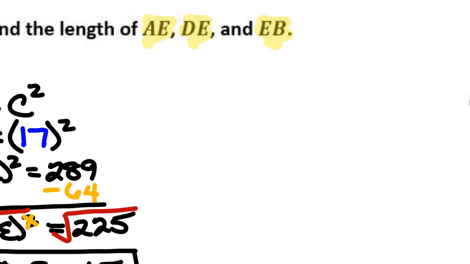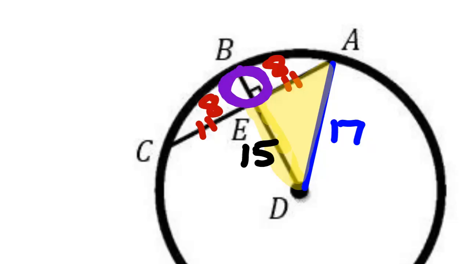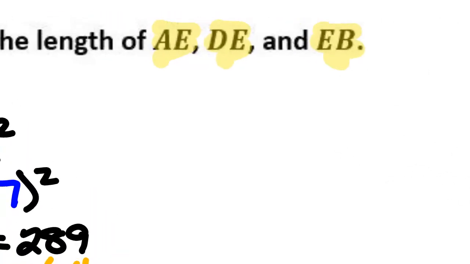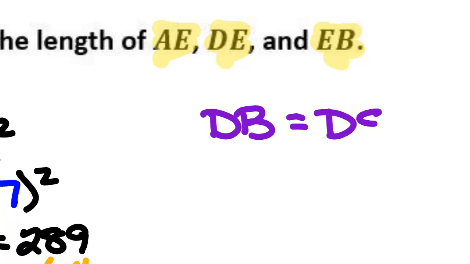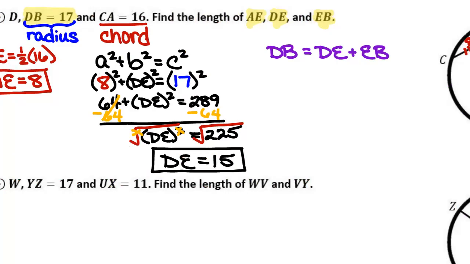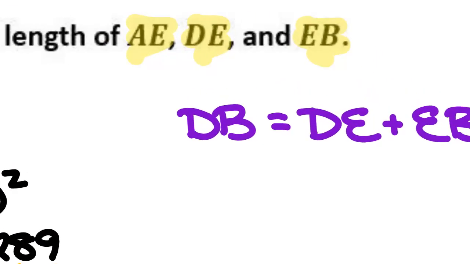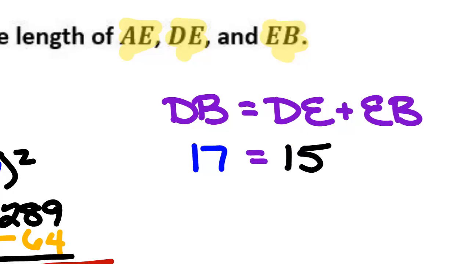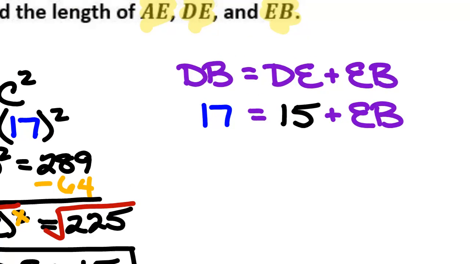And now we still want EB. EB is just this little piece back here, right? Well, it's part of this bigger segment DB. DB is made up of the segments DE and EB put together. How big is DB? 17. How big is DE? 15. So I have 17 equals 15 plus EB. 15 plus what would give me 17? So 2 is equal to EB.